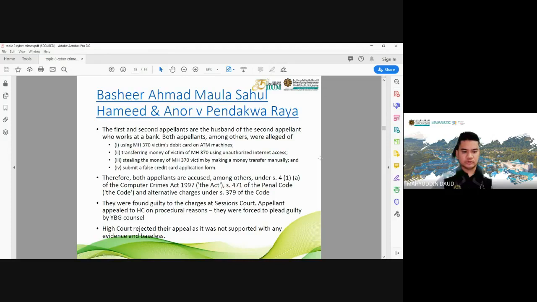They were alleged using MH370 victims' debit card on ATM machines, transfer money of the victims using an unauthorized internet access, stealing the money of MH370 victim by making a money transfer manually, and then they also submitted a false credit card application form. So then at the hearing, and after the hearing has been concluded at the Sessions Court, they were found guilty, and appellant appealed to High Court on procedural reasons, and then the High Court basically rejected the appeal because it was not supported by evidence.